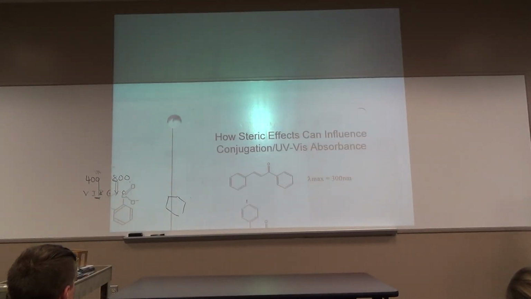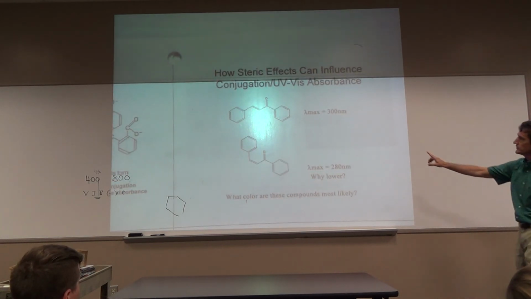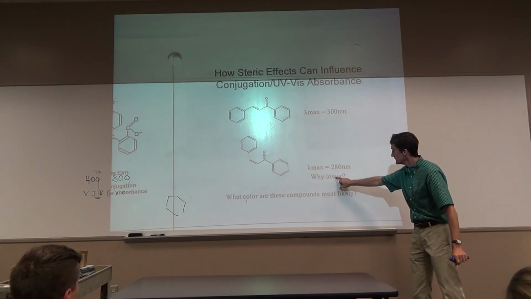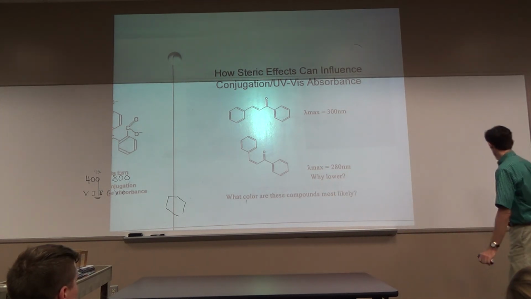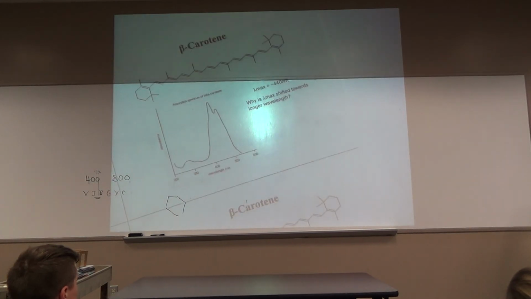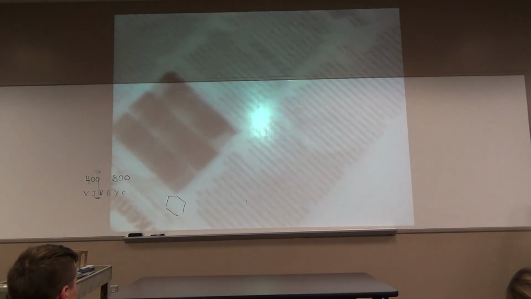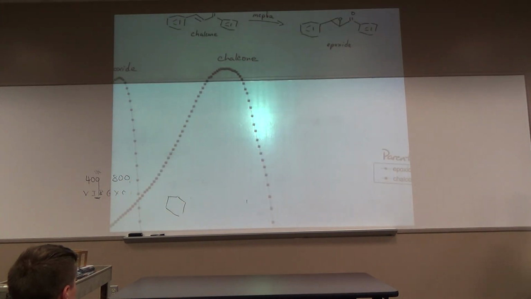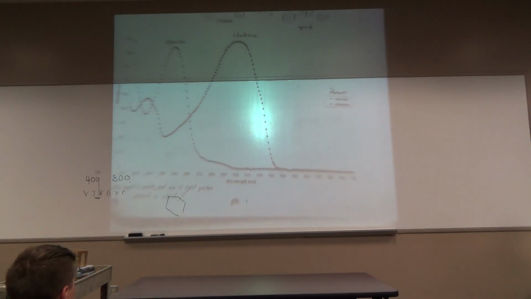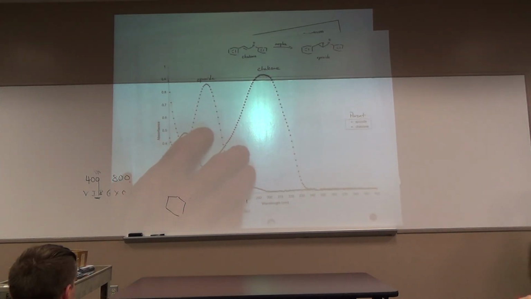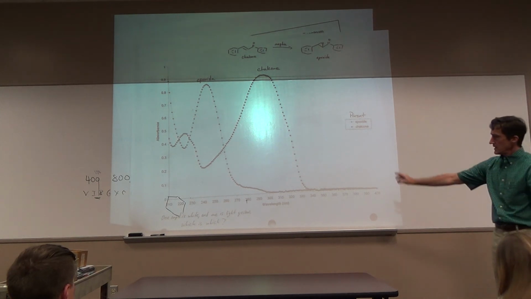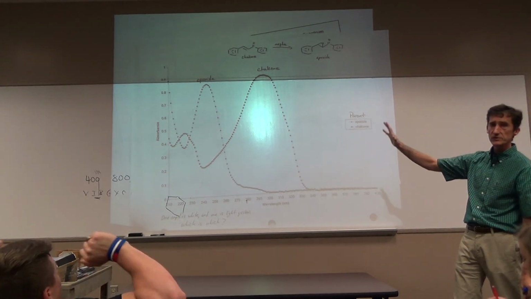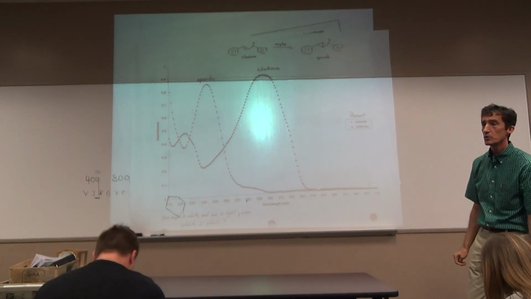I'll let you look at this on your own. Maybe we'll look at it tomorrow. See if you can answer why this one is lower. Here's a couple of actual real-life UV-Vis spectra. Please look at these lambda max values. Consider the lambda max for each compound and why one's different than the other. We'll look at that tomorrow.